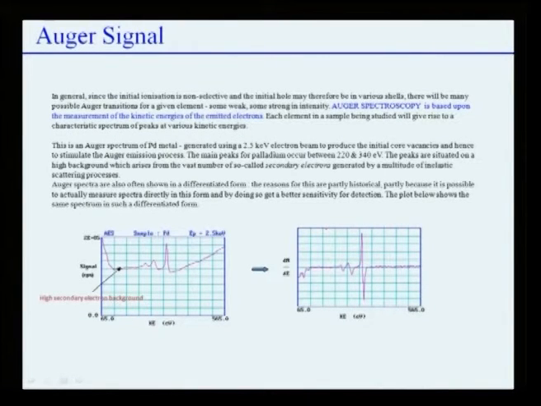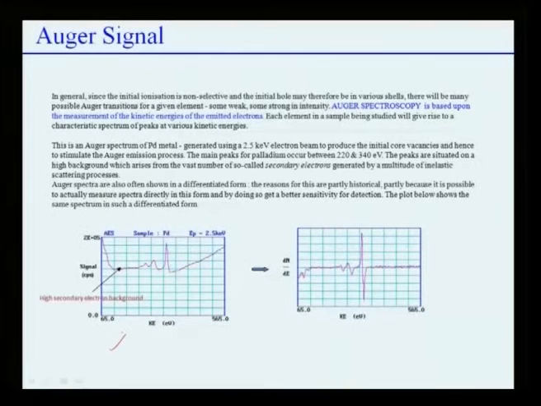To give an example, let us take the AES spectrum of palladium metal. Palladium has a very large number of electrons in the outer shells or even inner shells, and this is generated by a 2.5 keV electron beam to produce initial core electron vacancies, and hence to stimulate the Auger emission process. The main peaks of palladium occur between 220 to 340 electron volts. The peaks are situated on a high background. That is the problem in AES. This is mainly because secondary electrons are generated by a multitude of inelastic scattering processes.